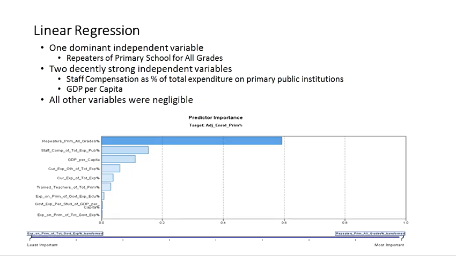Our third model is linear regression. You have one dominant independent variable, which is the repeaters of primary school for all grades, and then two decently strong independent variables, staff compensation as a percentage of total expenditure on primary institutions, and GDP per capita. All other variables were very weak or negligible.